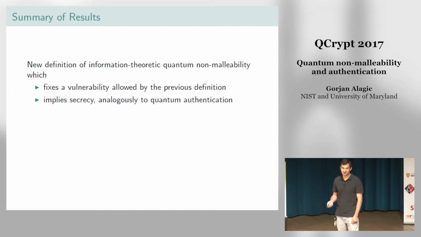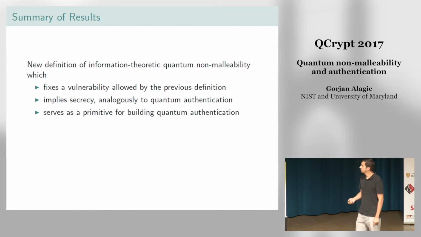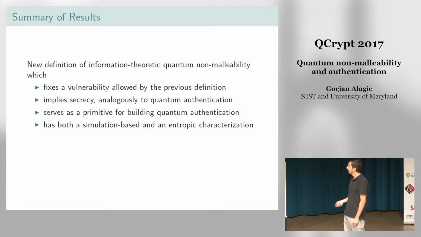Our notion also implies secrecy. This is in significant contrast to the classical case. As I mentioned before, it's possible to have classical non-malleability where the message just appears in the plain. Quantumly, it turns out this is not the case. You have to also encrypt with secrecy. We're able to show that non-malleable schemes can serve as a primitive for building authentication of quantum messages. And we're able to describe our notion in terms of both a simulation-based and an entropic definition.